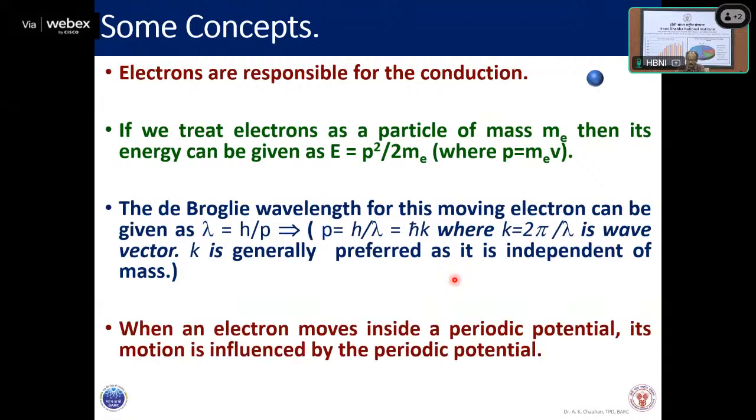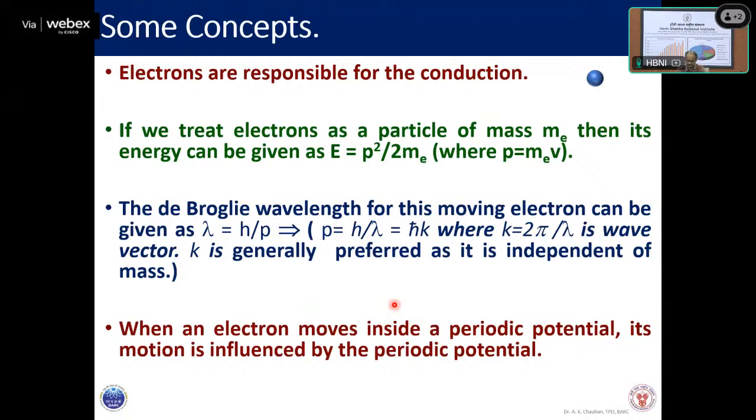When an electron moves inside a periodic potential, its motion is influenced by the periodic potential. When the electron is free, you can give it any amount of energy. By applying a potential, it will gain that. It is simple, eV: the energy gained when you put an electron between two parallel plates and apply a voltage V is equal to eV.